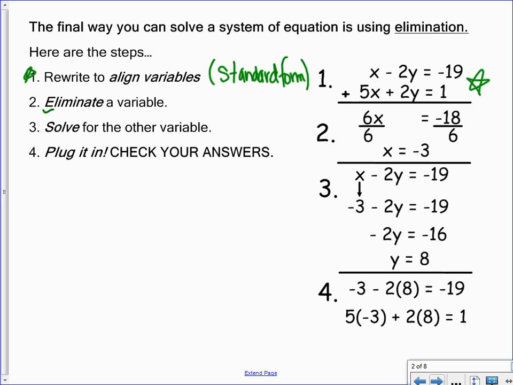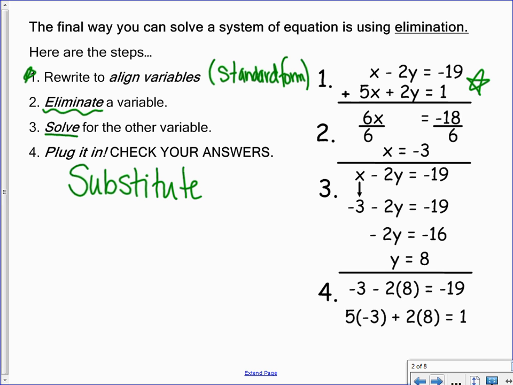The next one, we want to eliminate a variable. We either want to get rid of y or we want to get rid of x. Hence, the elimination method. Once we've eliminated that, we only have one variable left. So we're going to solve for that variable. And then once we're done with that, we're going to do just like we did in substitution. We're going to substitute the value or plug in the value that we found and then find our other value. So let's just quickly look at this and then we'll do some practice problems together.